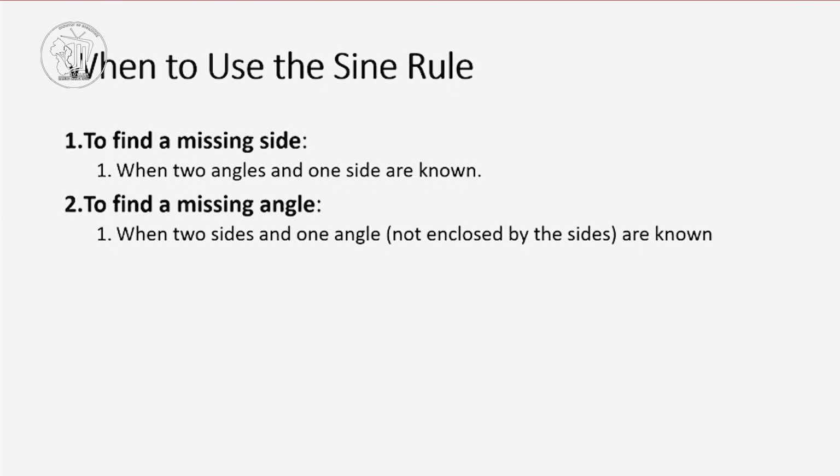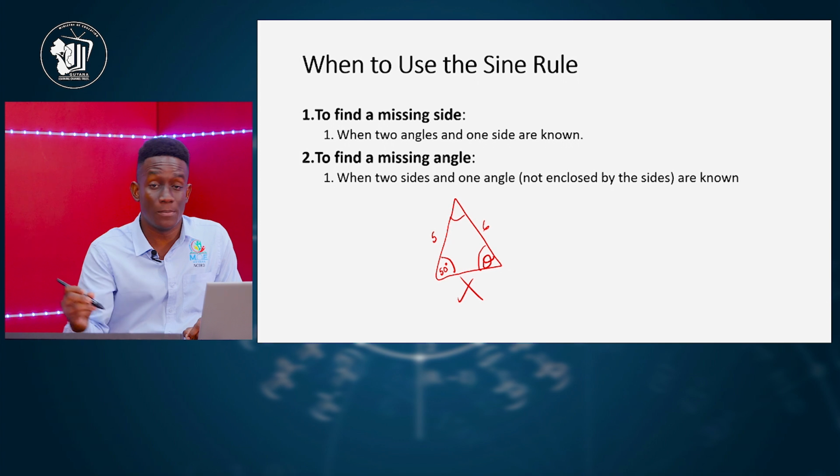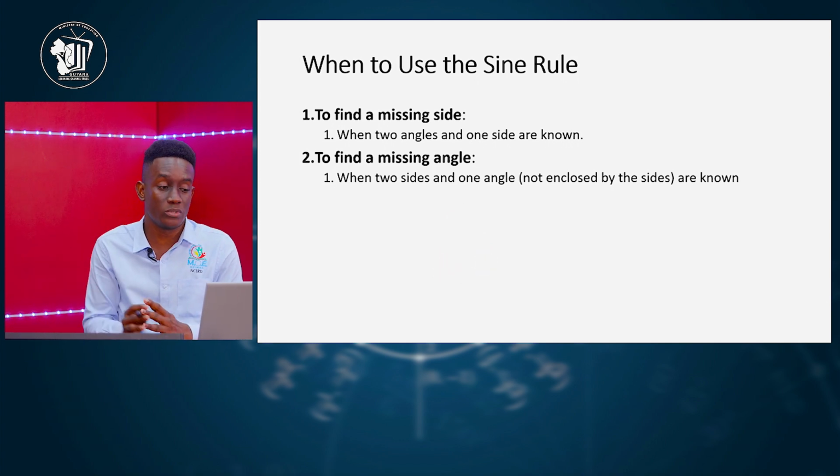So if we know two angles and one side and we want to find the other side, then we can use the sine rule. Or if you want to find a missing angle, we must be given two sides and an angle, and it must not be enclosed by the sides. So let's say we have a triangle like this and we want to find a missing angle. Let's say we're given this angle as 50 degrees, then the angle that we can find with the sine rule would be this missing angle here. We cannot use it to find this angle because we don't know this side. So let's look at some examples of how we can use the sine rule.